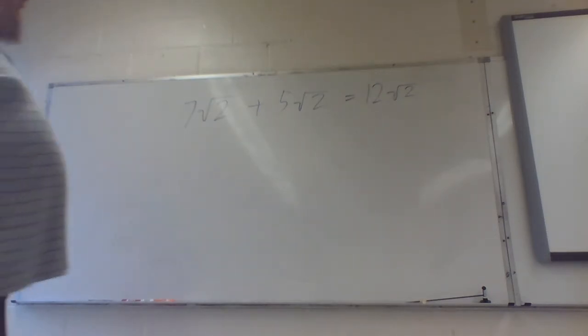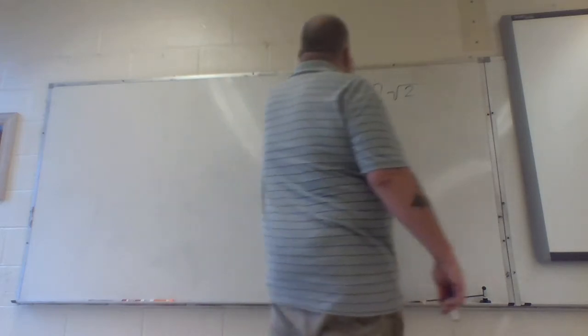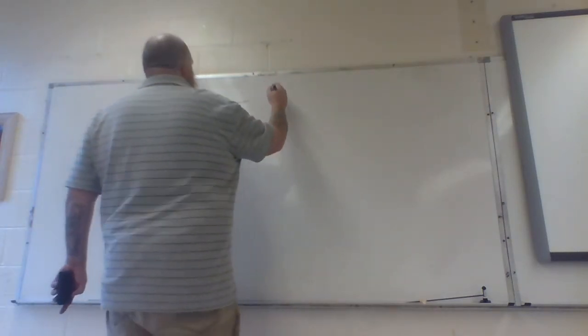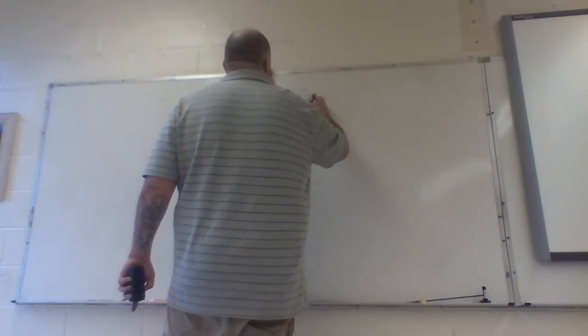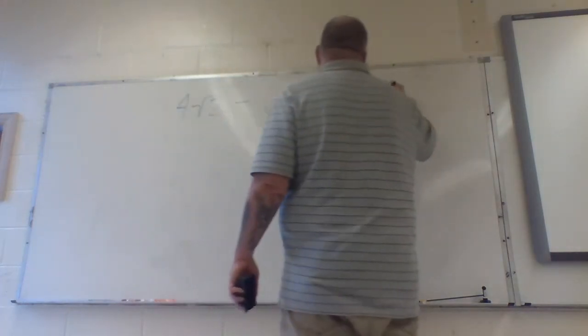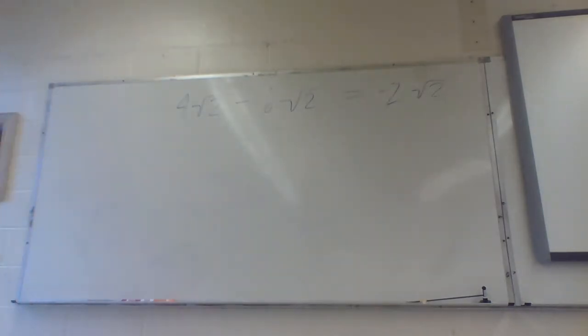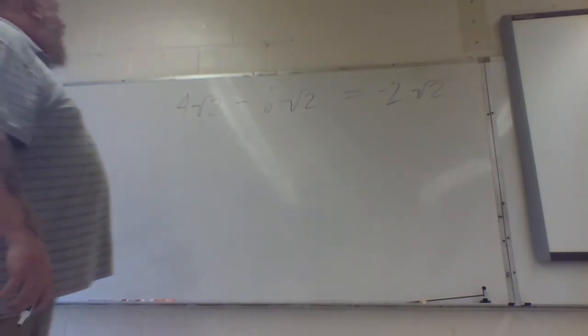It's the same thing with subtraction. If you did 4 times the square root of 2 minus 6 times the square root of 2, your answer is going to be -2 times square root of 2. But where it gets a little tricky.